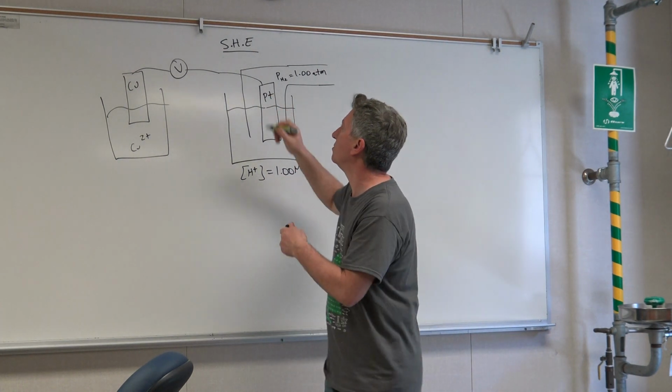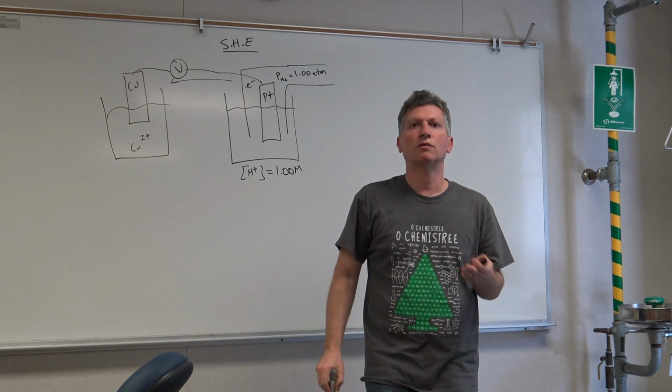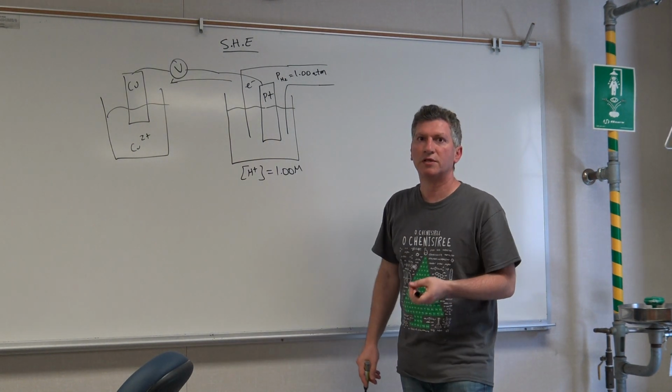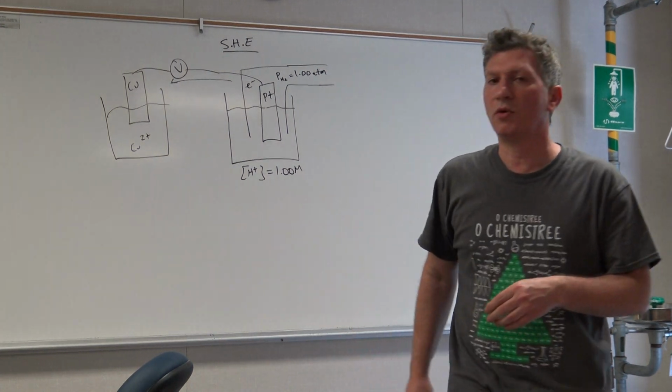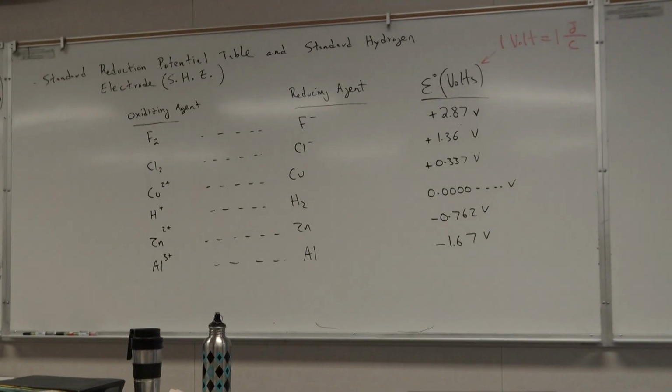The electrons would be moving from the hydrogen standard electrode toward the copper 2 standard electrode. And it would read plus 0.337 volts. Now what does that mean, plus 0.337 volts, which is written on the table over here?